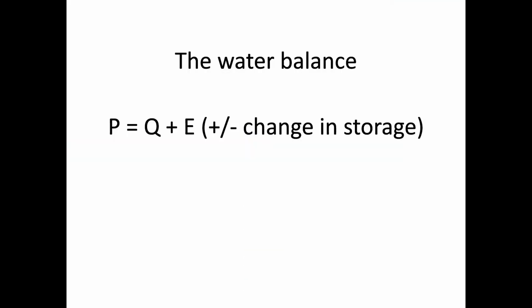Right, here's the meat of the video. The water balance. Okay, so the water balance is an equation, and you could be forgiven for thinking that I've got algebra on screen. I absolutely haven't. P stands for precipitation, obvious. Q stands for river runoff, the amount of water in the river. E stands for evaporation and evapotranspiration.